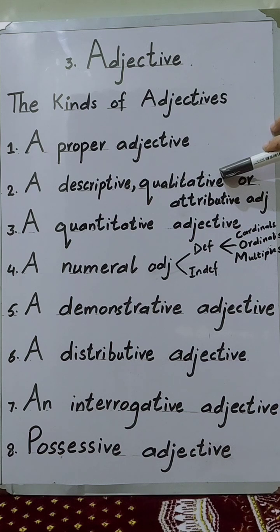Some attributive adjectives are derived from nouns. For example, a law college, a flower garden, a paper plate, payday.